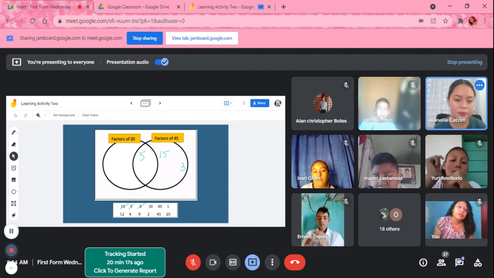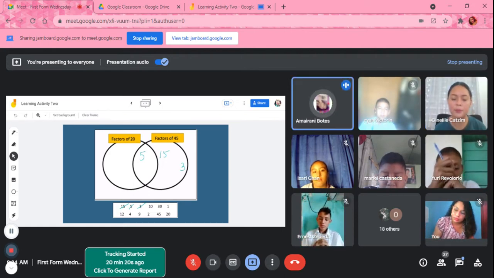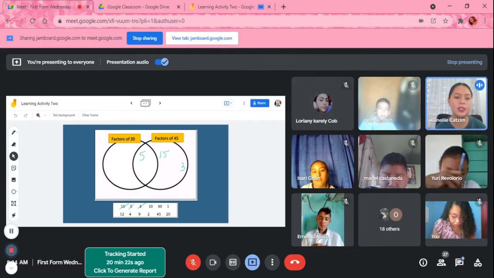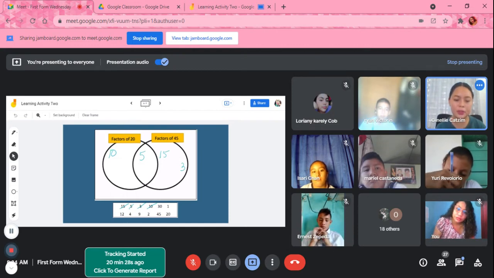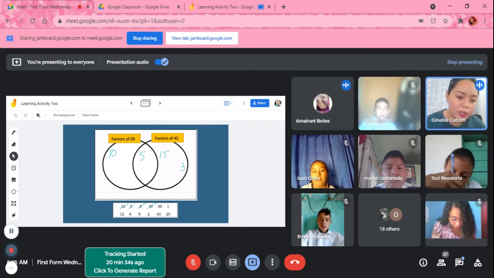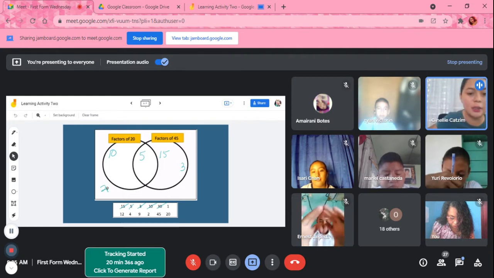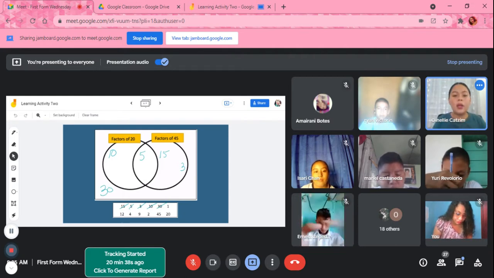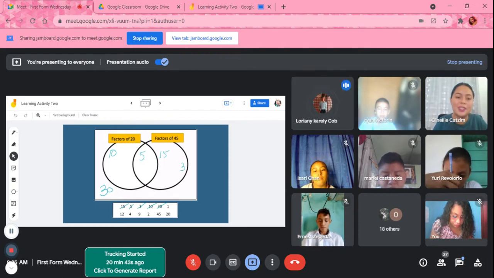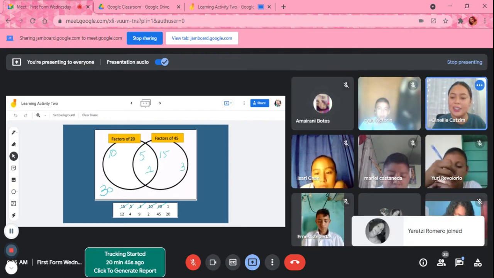10. Is it a factor of 20? Yes, that's a factor of 20. We have 30. Is 30 a factor of any of those numbers? Neither of them, right? So we place it outside. Then 1. It's a factor of both, yes.